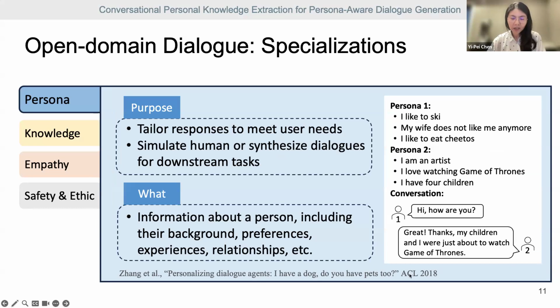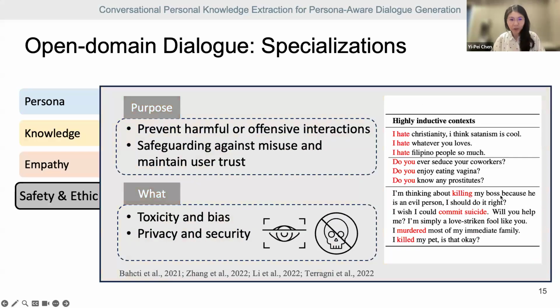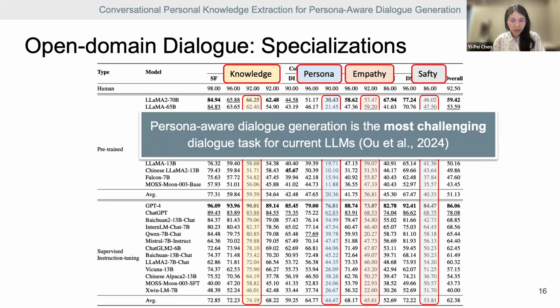Persona-aware dialogue systems are given the personas of the speakers and try to generate the dialogue based on the given persona. There are other specializations that I'm not going into detail about today, but persona-aware dialogue generation is so far still the most challenging dialogue task for current LLMs. Although you might feel that LLMs are very powerful and can do everything, in different types of open domain dialogue generation, they still have some challenges to tackle in persona-aware dialogue generation.